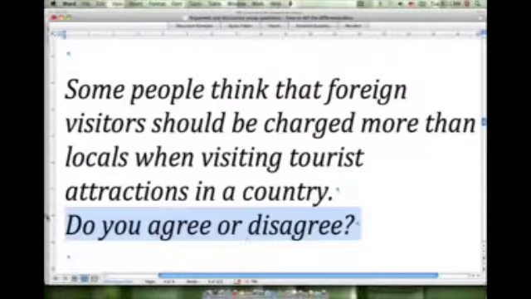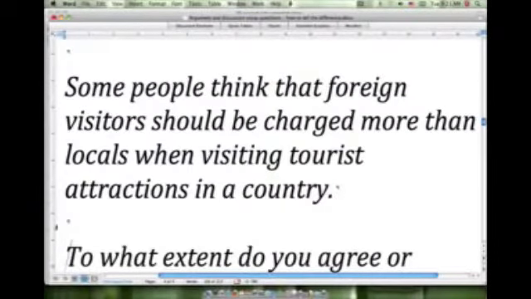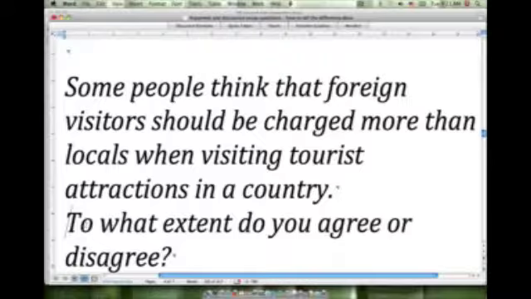Okay, now let's look at some different ways that the instruction words can be delivered. So here we have do you agree or disagree. Now I'm not going to change the background section of the question at all. I'm only going to change the instructions part of the question. And you can see how this will change the way that we would need to respond to the essay.